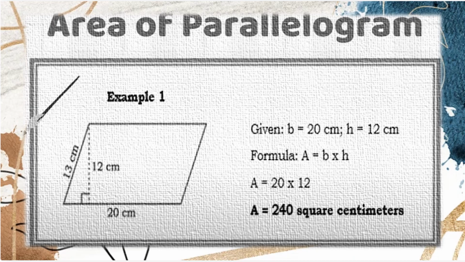The formula in finding the area of a parallelogram is A equals base times height. Substitute the value of base, which is 20, and the height, which is 12. Then multiply. 20 times 12 equals 240 square centimeters.